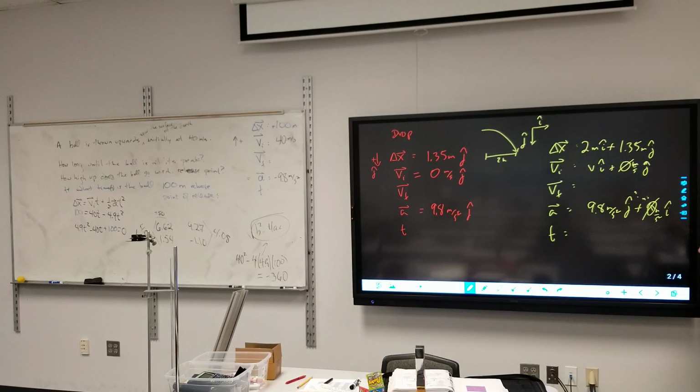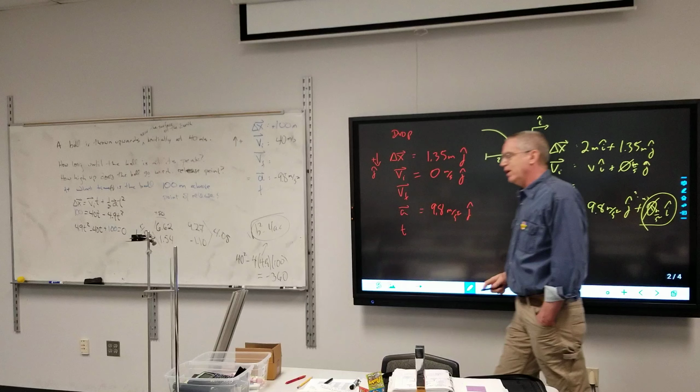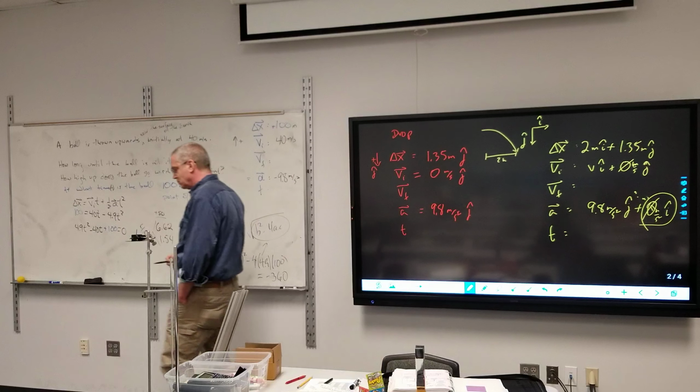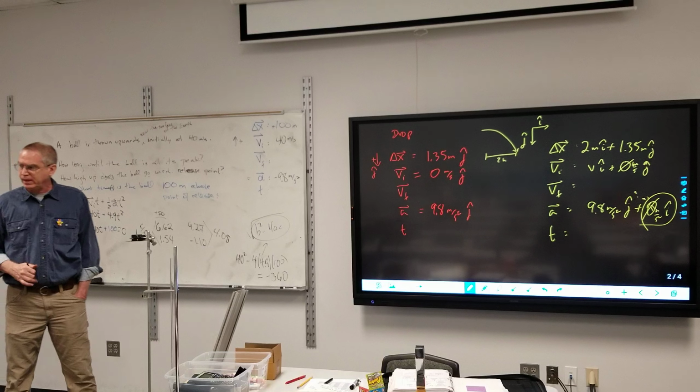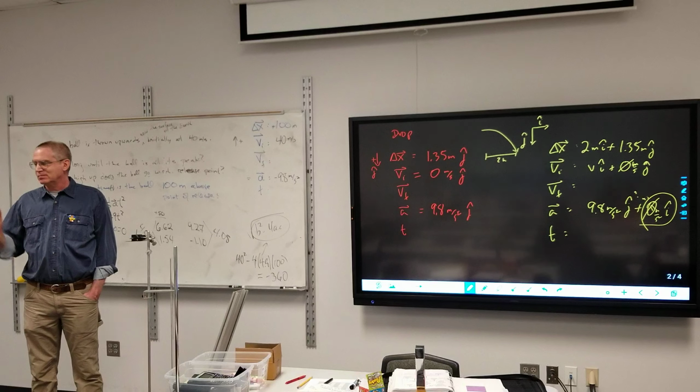The only thing that is going to change is the vertical, the j hat velocity, because horizontally there is no change. And so they will fall at the exact same rate, which means that they'll hit the ground at the exact same rate.